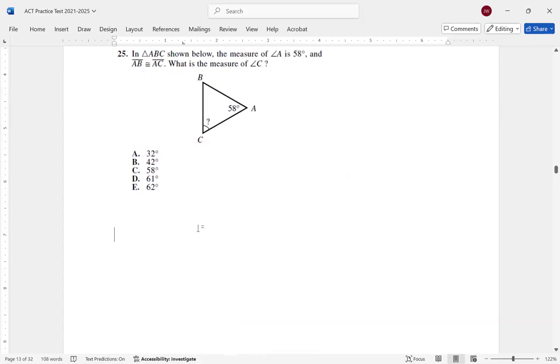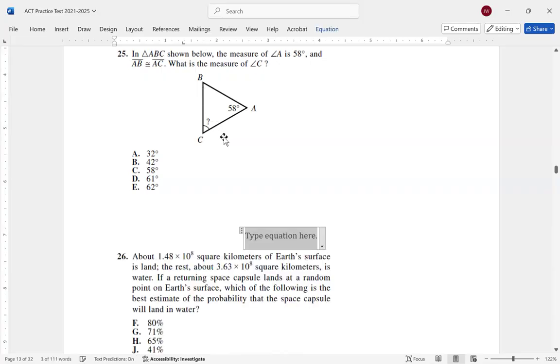Question 25. In triangle ABC shown, the measure of angle A is 58, and the length of AB is equivalent to the length of AC. If the length of AB is equal to the length of AC, then we know that we have an isosceles triangle. We also know that the angles opposite those sides are going to be equal. So the angle at B is going to be equal to the angle at C.